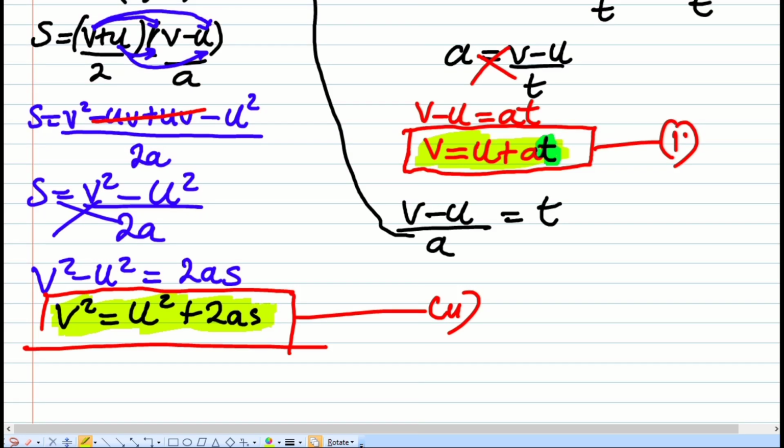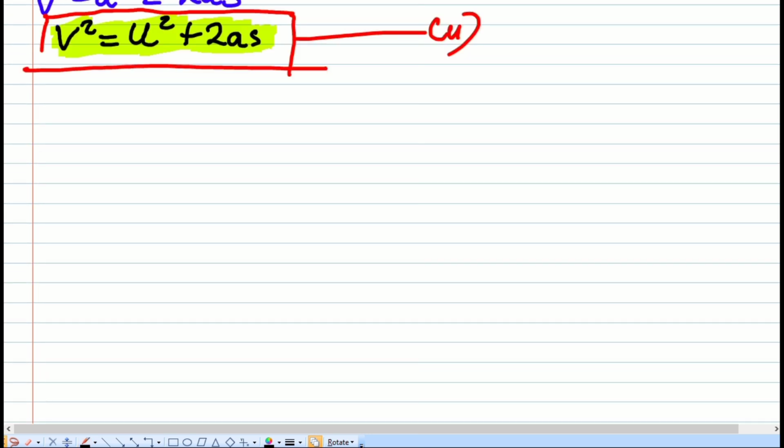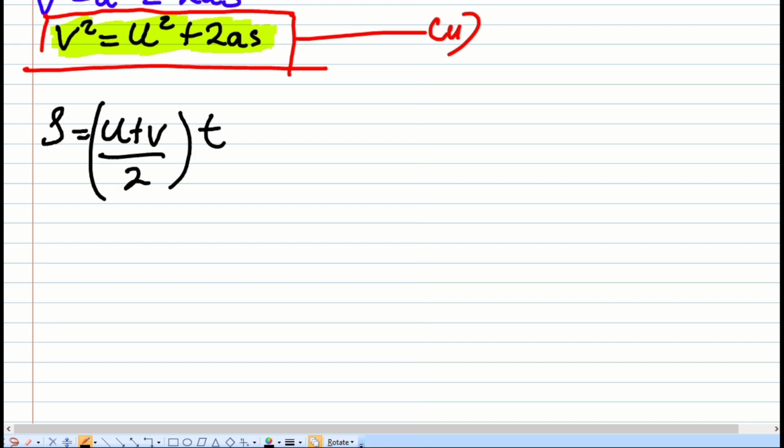V squared is equal to the initial velocity squared plus 2as. Now, to get the final equation, we are going to substitute the value of v in our equation. So I'll just write it out again because everywhere is jam-packed already. So remember, we have this formula: S is equal to (U plus V) over 2, times T.